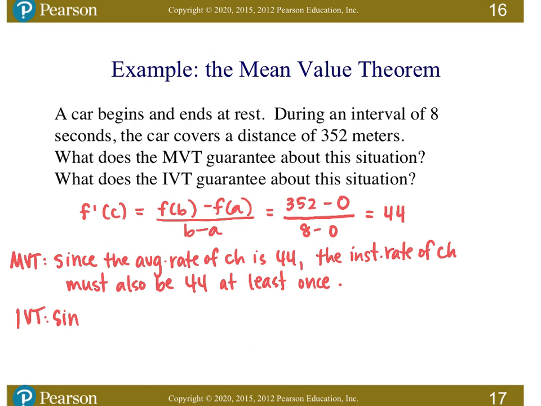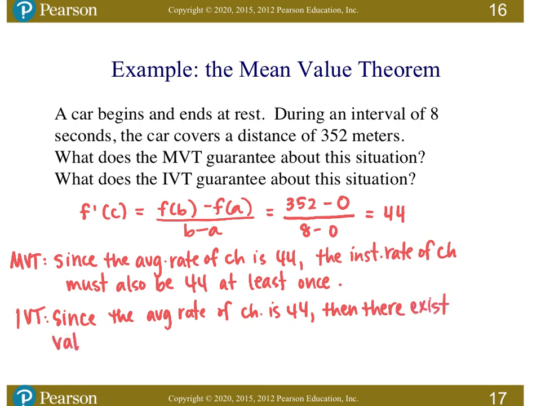So again, since the average rate of change is 44, then there exist values both above and below 44. There has to be a value above 44, and there has to be at least a value below 44. That's how you get an average. Sometimes you're faster, sometimes you're slower. You're never right on unless you're at constant speed the whole time.